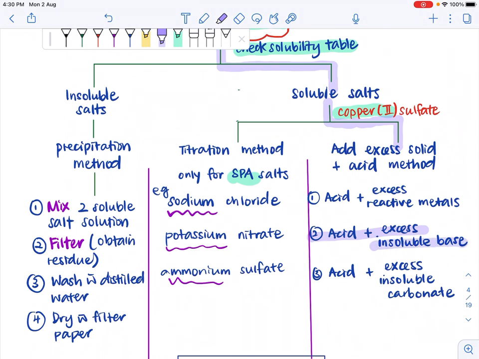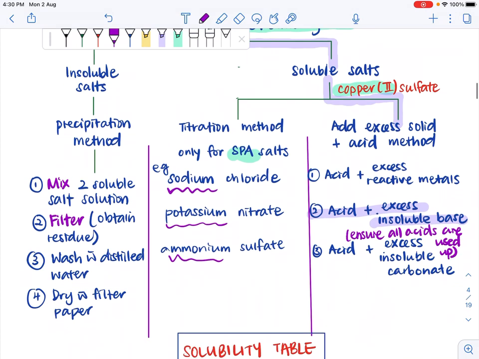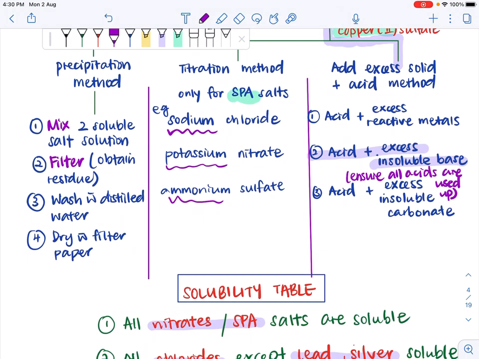Okay, so why do we need to use excess insoluble base? This is to ensure all the acid is used up. If it is not used up, it will go into the salt and become a contamination. So acid can contaminate the salt that you are preparing.